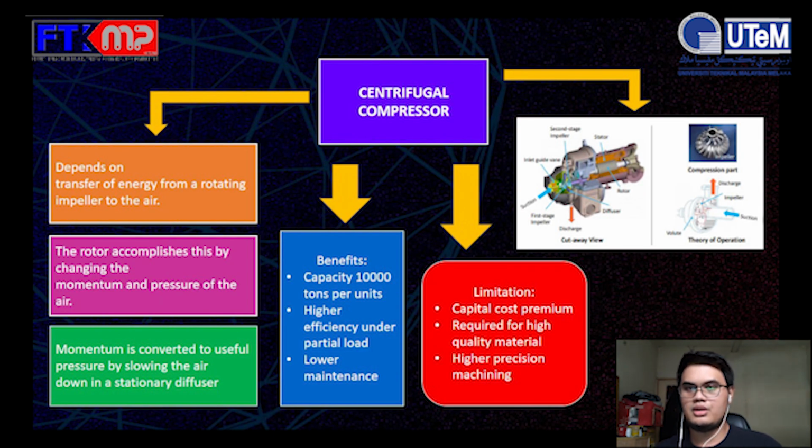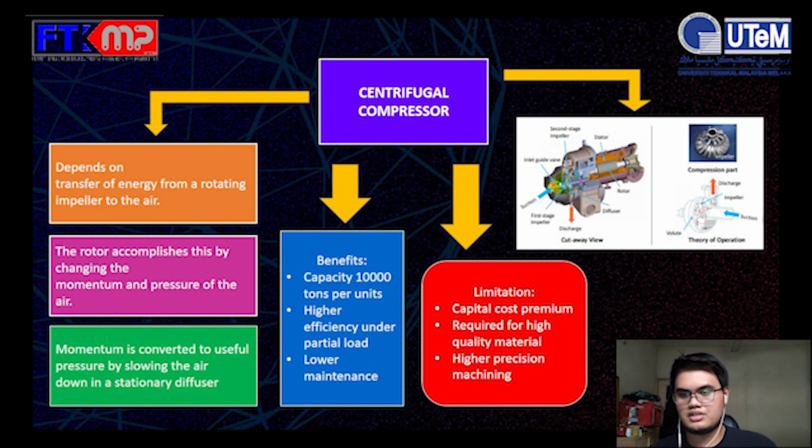Next, we move on to the centrifugal compressor. The centrifugal compressor depends on transfer of energy from a rotating impeller to the air. The rotor accomplishes this by changing the momentum and pressure of the air. The momentum is converted to useful pressure by slowing the air down in a stationary diffuser.